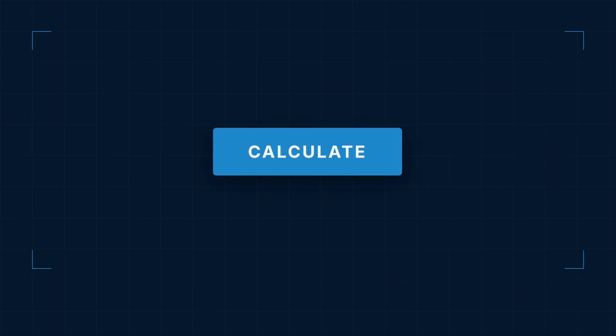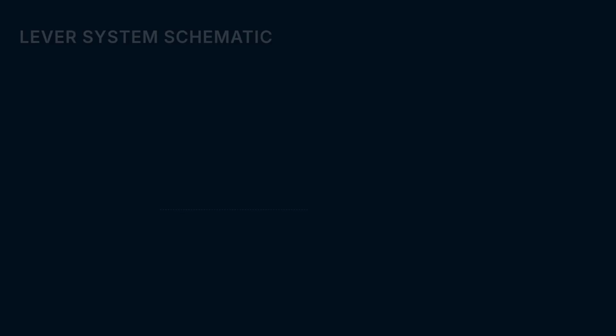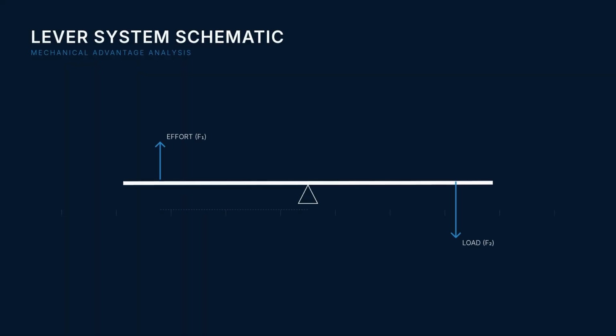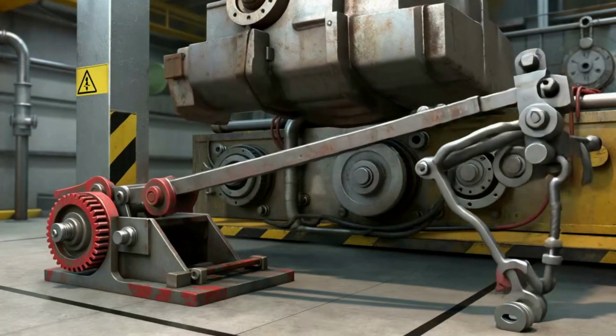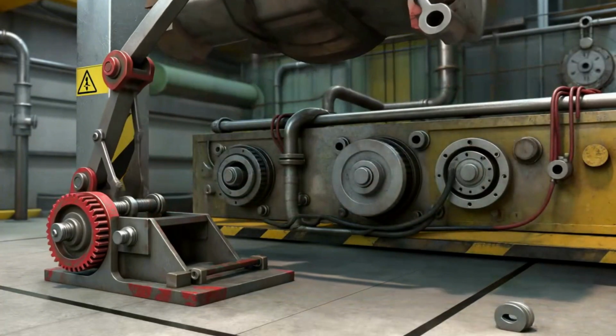Now I'll click Calculate to process these values. The calculator analyzes your lever system using these inputs to determine the mechanical forces at play. When you enter an effort force of 100 with a distance to effort of 500 and distance to load of 250, the calculator computes how much force is required to lift your load.